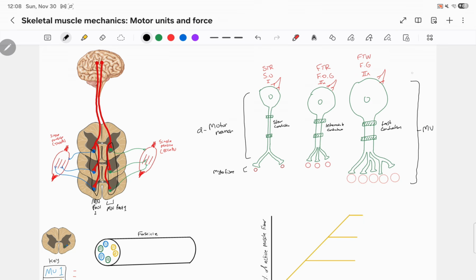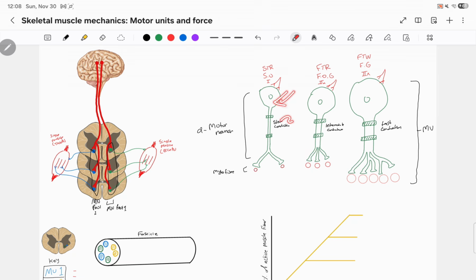A motor unit is defined as a motor neuron plus all of the myofibers that motor neuron is innervating. And to be more specific, it is a motor neuron and all of the same type of myofibers it is innervating. Why do I say same type? Because a motor neuron can never innervate different types of fibers. It will always be the same type. So this small motor neuron will always innervate these type 1 fibers. It cannot go ahead and innervate a type 2A fiber or a type 2X fiber.